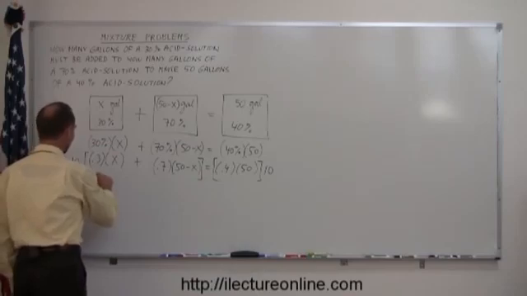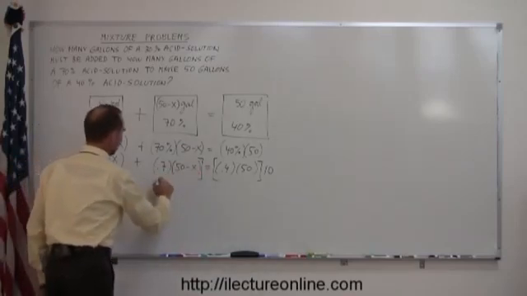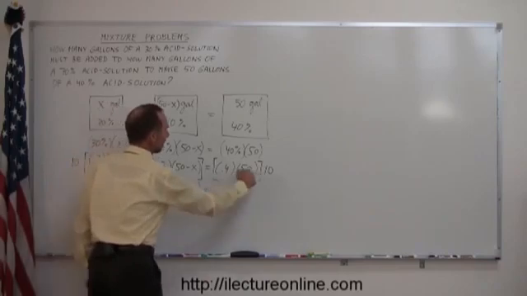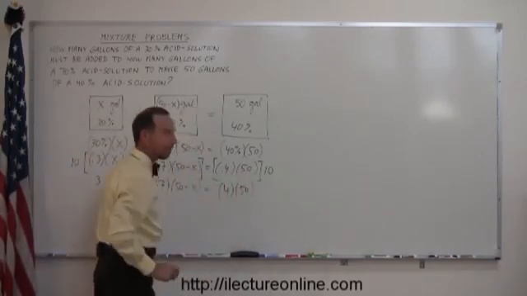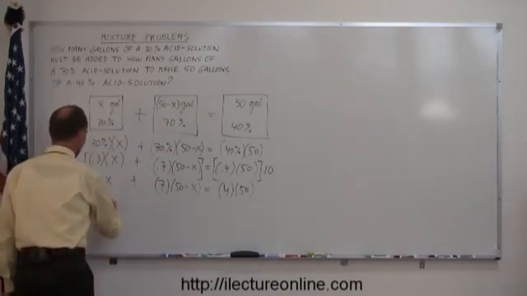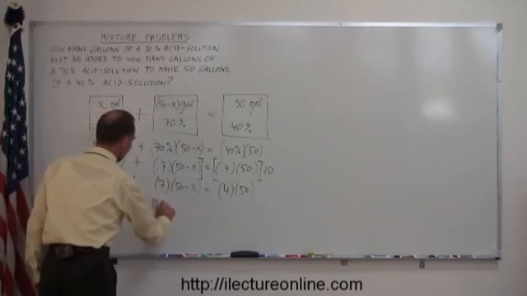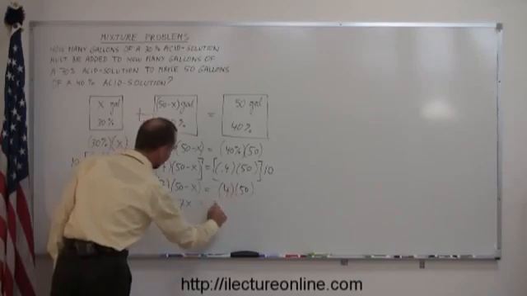Okay, let's do that now. So 10 times 0.3 is 3, so I have 3x plus 10 times 0.7 is 7, multiplied times 50 minus x, and 10 times 0.4 is 4 times 50. Now we just go ahead and get rid of the parentheses. So I have 3x plus 7 times 50 is 350, 7 times minus x is minus 7x, equals 4 times 50 is 200.